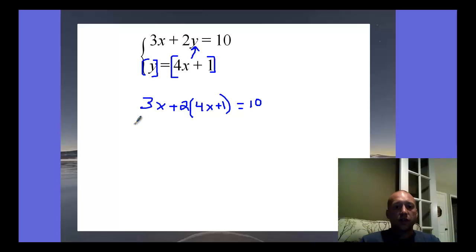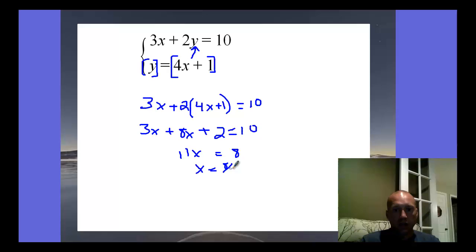Then we have to use our solving technique again. So 3x plus 8x plus 2 equals 10. Combine the terms, so 11x equals, I'm going to subtract the 2 as well, so we have 8. So x is 8/11. Not very pretty, but that's it. That's the value for x. So we're going to back substitute that. I'm going to choose the second equation. So y equals 4x plus 1.